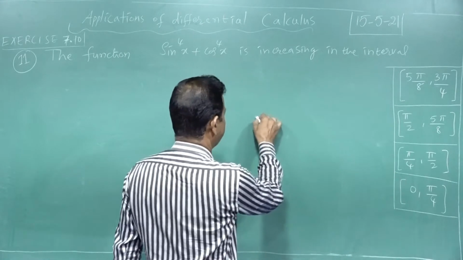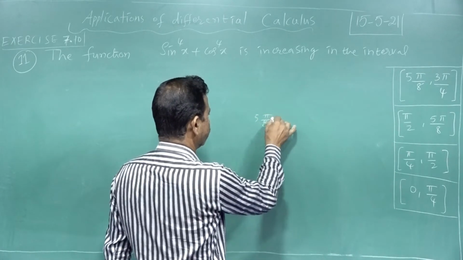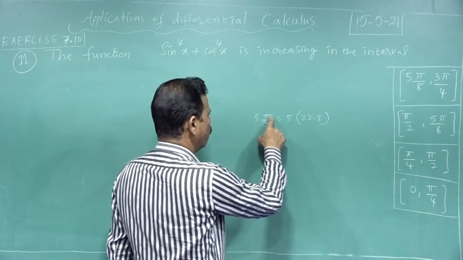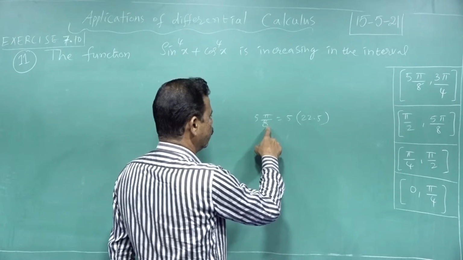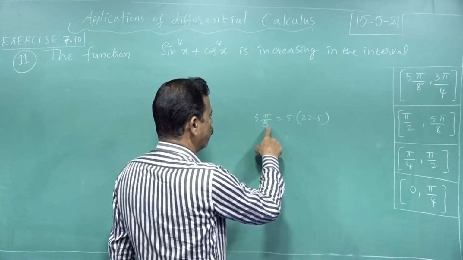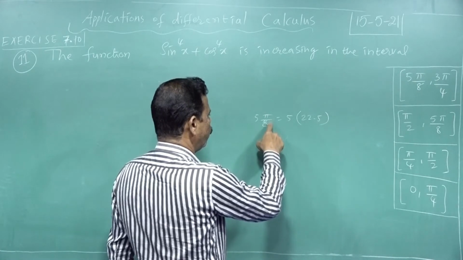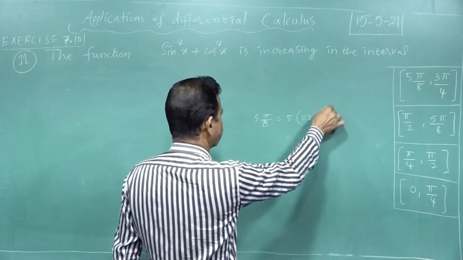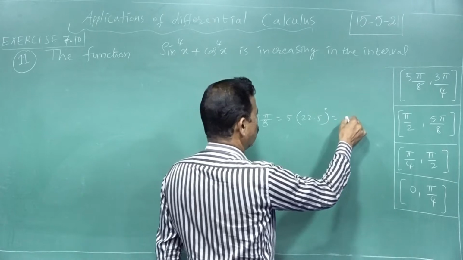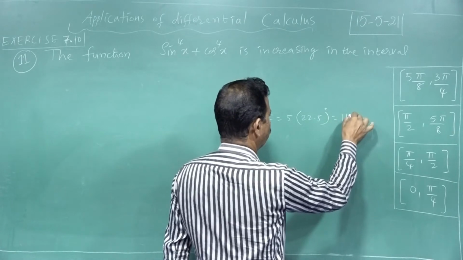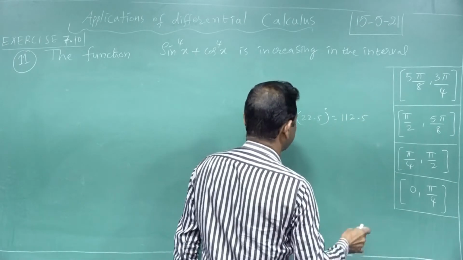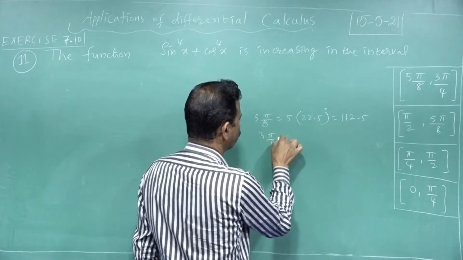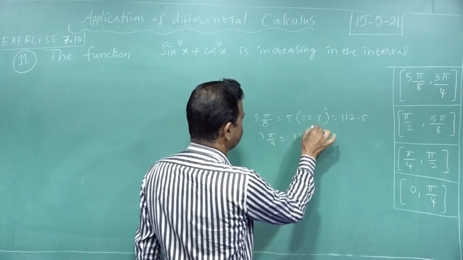So what is the value of π/8? π/8 is 22.5 degrees. That means π/4 is 45 degrees, and again divided by 2 gives 22.5 degrees. So this is approximately 22.5. And 3π/4, what is its value? It is 135 degrees.